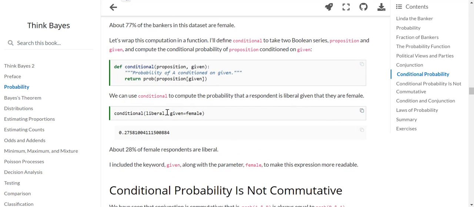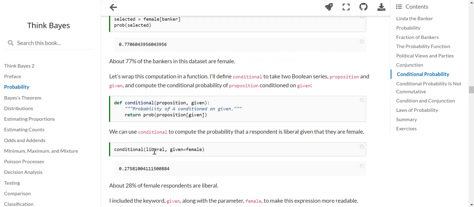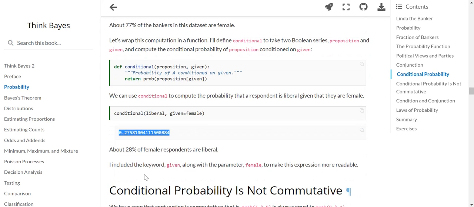So if you have liberal and you give female, then given is the thing out of which you are looking for the proposition. So out of females, how many of them were liberals? This was approximately 28%.